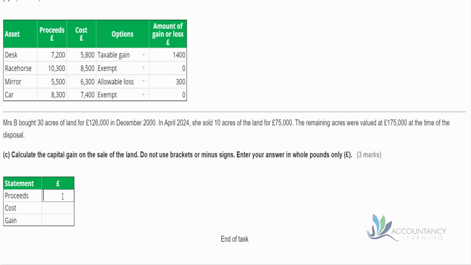So we can complete the table now. So the proceeds, well, we sold this 10 acres for 75,000. And then we're going to value it at 37,800. Now this is a cost, isn't it? Should we put a negative number in here? Well, it tells us do not use brackets or minus signs. So the computer-based exam software is expecting us to put a positive number in here. And so that's our cost, the proportion of the original cost. And then that gives us a gain of 37,200, the difference between the two.